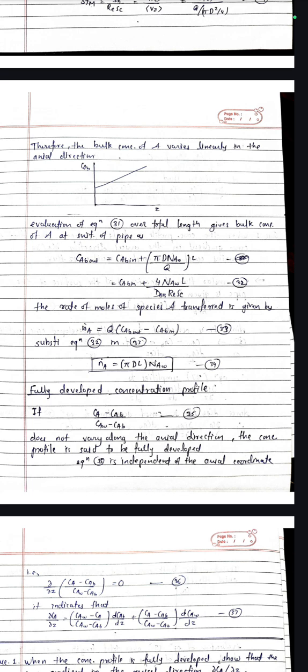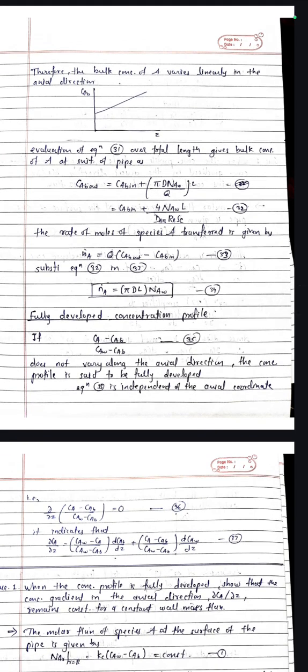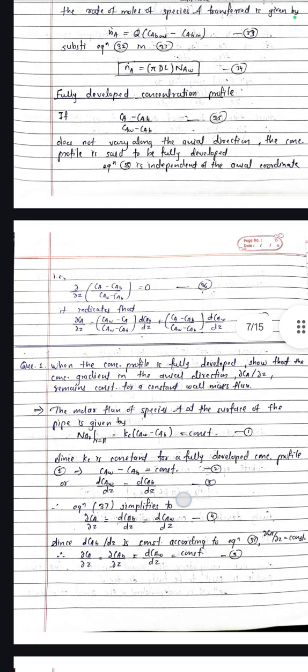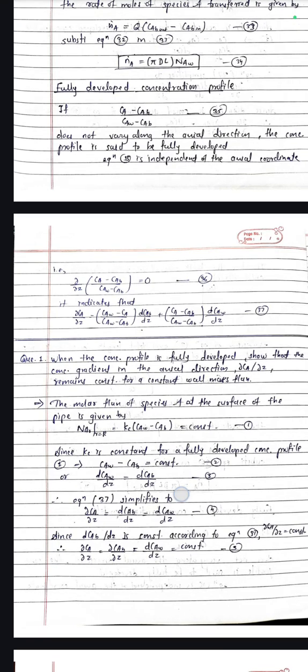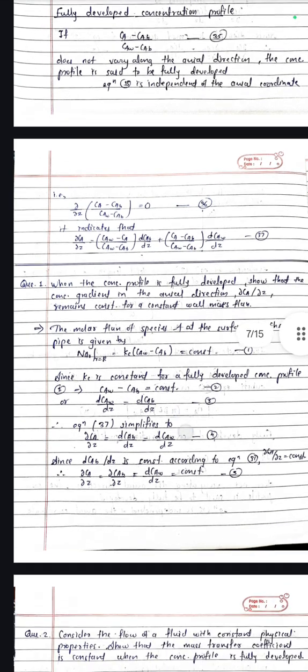Fully developed concentration profile. If (CA minus CAB) by (CAW minus CAB) does not vary in the axial direction, the concentration profile is said to be fully developed. Equation 35 is independent of the axial coordinate. It is del by del z of (CA minus CAB) by (CAW minus CAB) is equal to 0. It indicates that del CA by del z is equal to (CAW minus CA) by (CAW minus CAB) into dCAB by dz plus (CA minus CAB) by (CAW minus CAB) dCAW by dz.